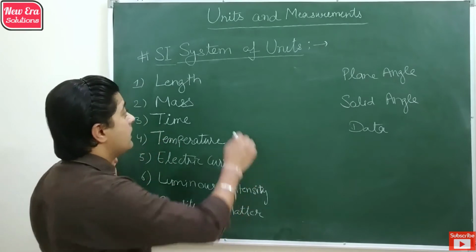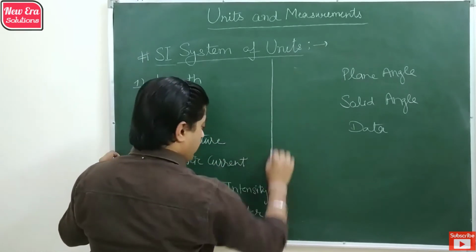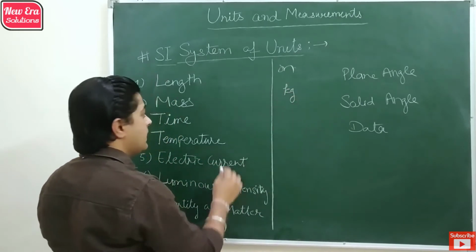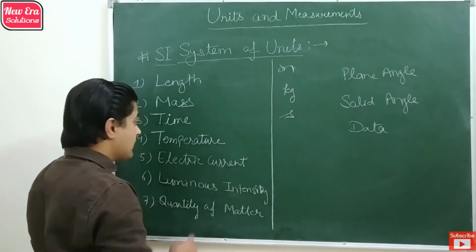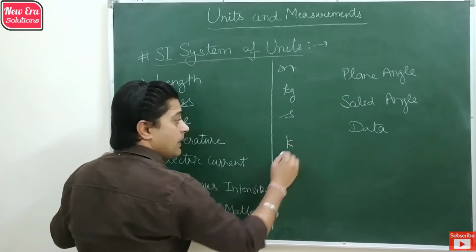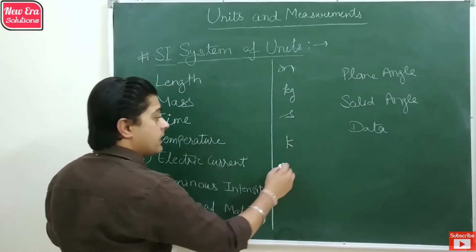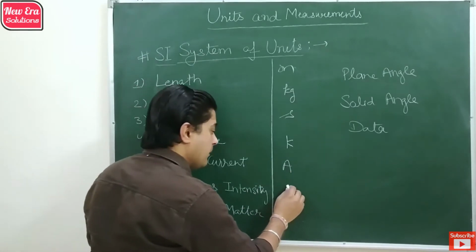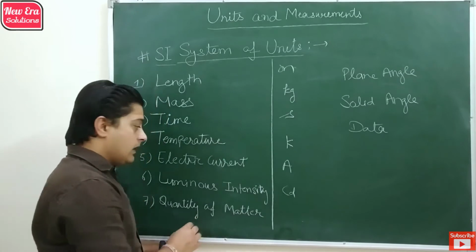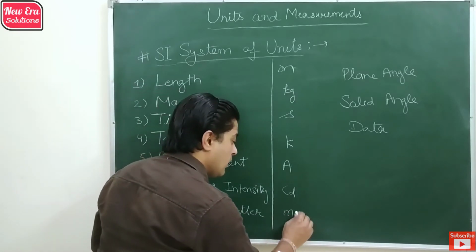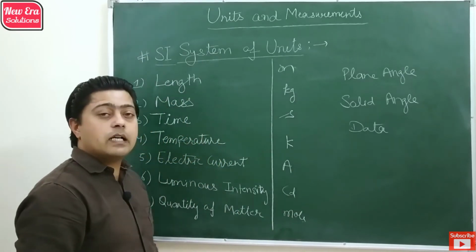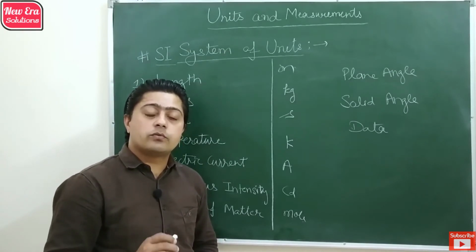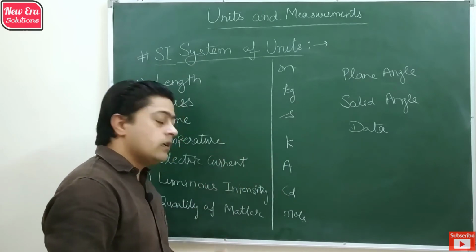units are: length measured in meter, mass measured in kg, time measured in second, temperature measured in Kelvin, electric current measured in ampere, luminous intensity measured in candela, and quantity of matter measured in mole. So these are the 7 fundamental units which are used to express these fundamental quantities.